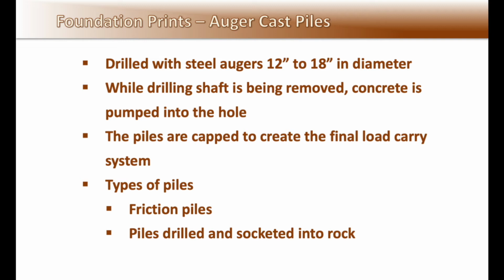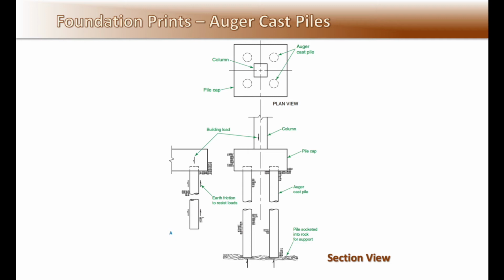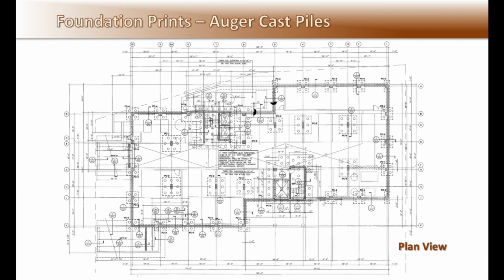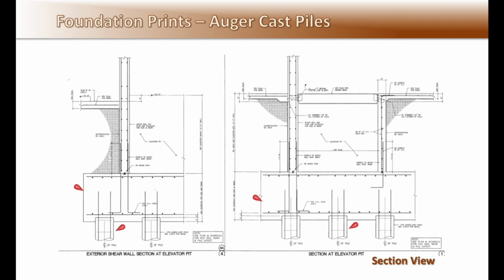The piles are capped with a concrete pile cap to create the final load carrying capacity. Typical types of piles are friction piles, held by the earth, or piles drilled and socketed into rock. Using the gateway tower drawings, here is an example of a foundation utilizing auger cast piling building support system. Note the pile caps with individual piles underneath.